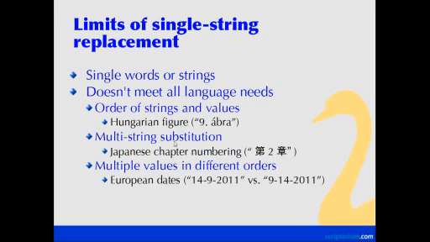Similarly, sometimes we want to do multiple string substitutions. We don't just want to insert one string. We need to insert two strings around some content that may be extracted from our current context. For instance, when we do Japanese chapter numbering, a Japanese chapter number actually has three parts rather than two parts as in English. The first is the kanji dai, which is an ordinal, like saying the second, and then the actual number, and then the kanji shu, which says chapter.